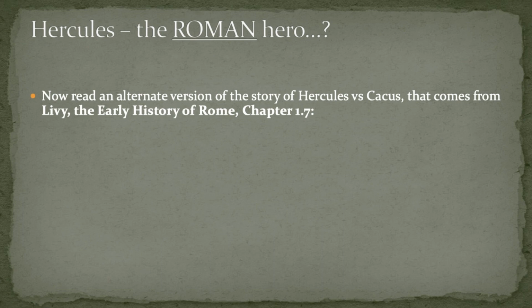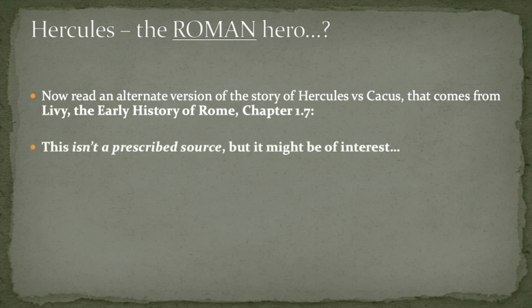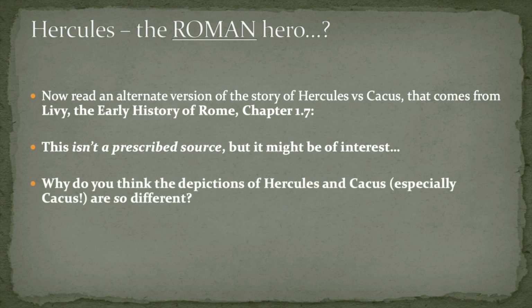it comes in chapter 1, verse 7. As you can tell, it's pretty early on in the beginning of Rome. And even though this isn't a prescribed source, I certainly find this interesting because the depictions of Hercules and Cacus, especially Cacus, are so different from the poetic, exciting story version that Virgil tells. There are several reasons for this.